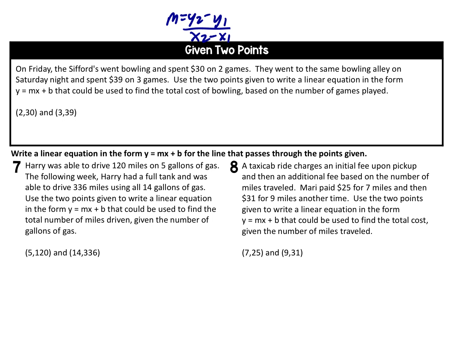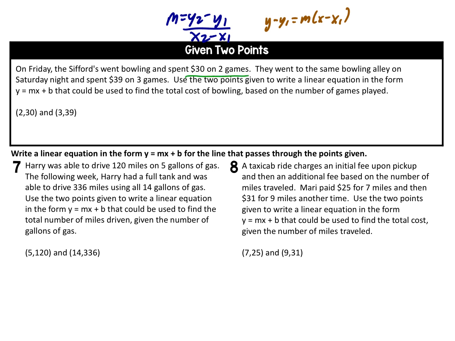Once we calculate our slope, we can then plug that and one of our points into point-slope form. That would be y minus y1 equals m times the quantity x minus x1. Finally, we will convert the equation to slope-intercept form by getting y by itself. So let's try an example. On Friday, the Siffords went bowling and spent $30 on 2 games.